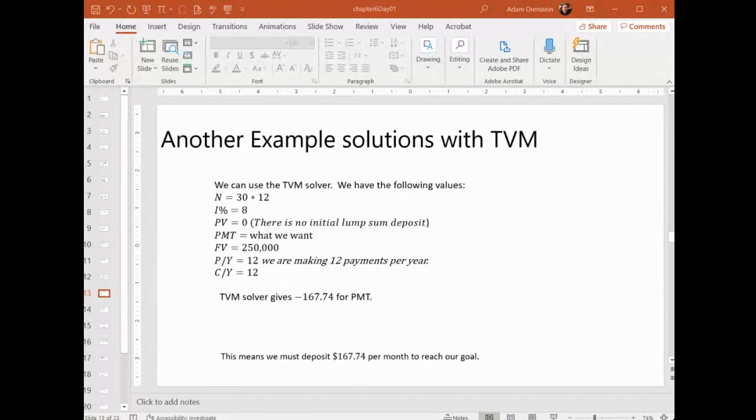Now, are there any questions about this? So I figured it'd be good to do another, because then we'll start something else that's new, a little bit different than a savings annuity.